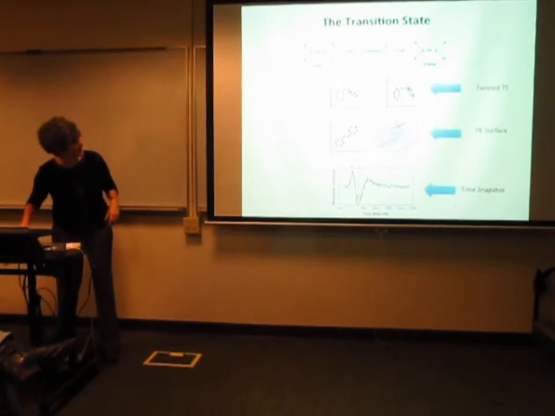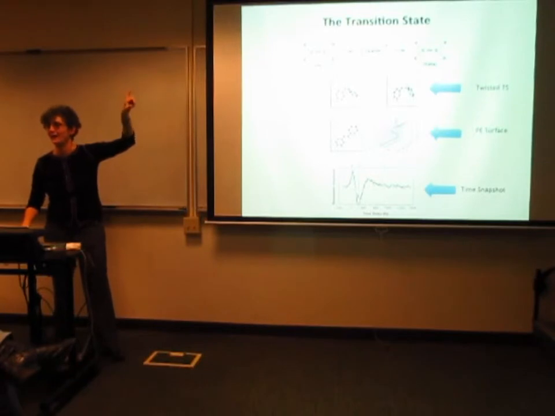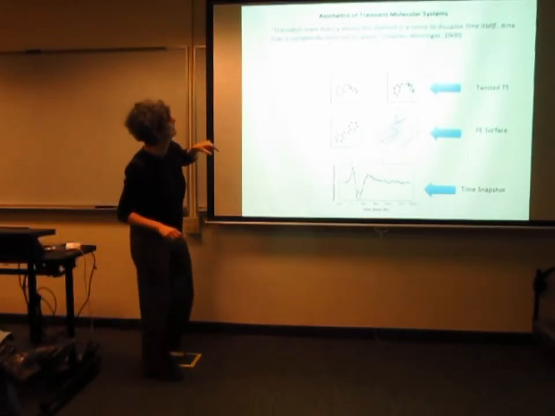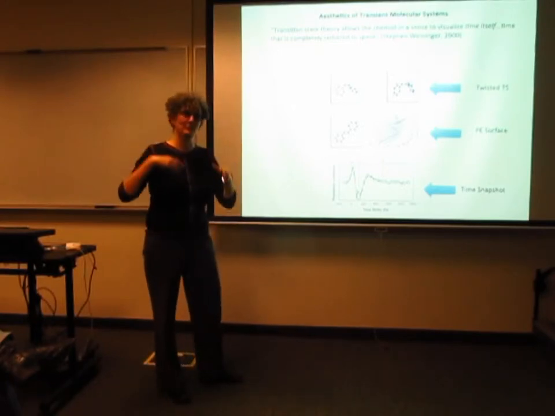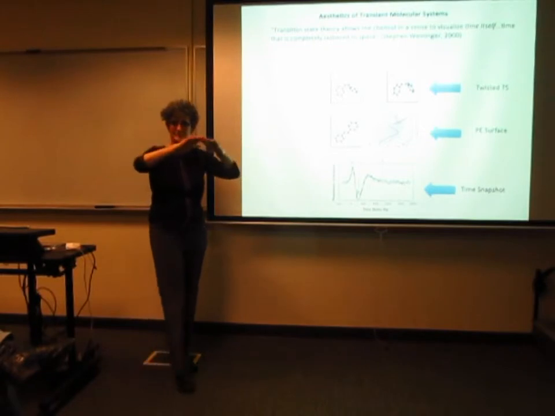Yeah, so this is all what I was saying. You have the time snapshot, the potential energy surface, and then they say, aha, this is the transition state. Okay. And this gets to one of the earlier questions, which was, where's the time on the axis? Somebody asked me about time.